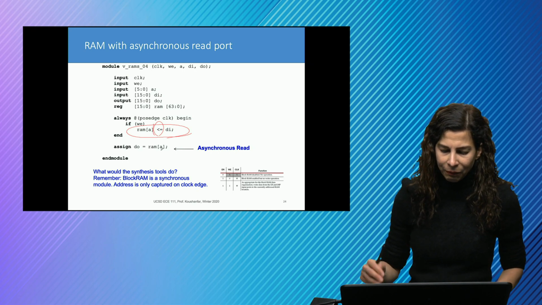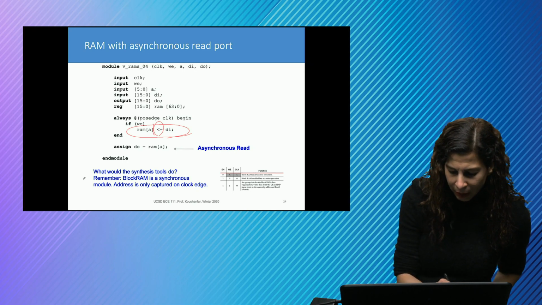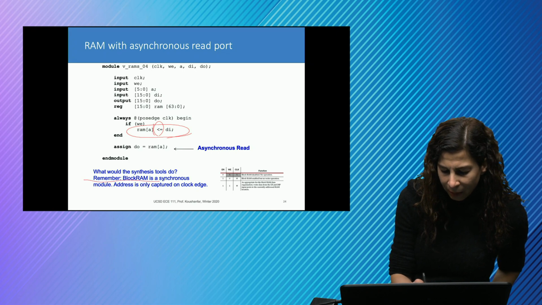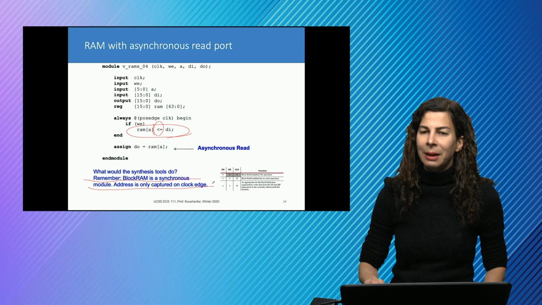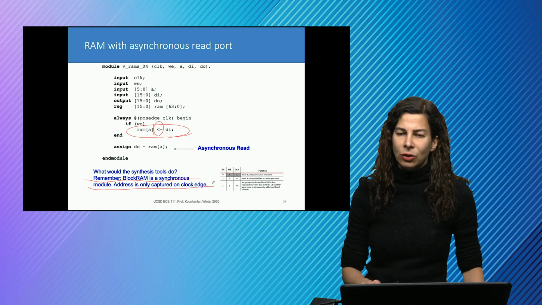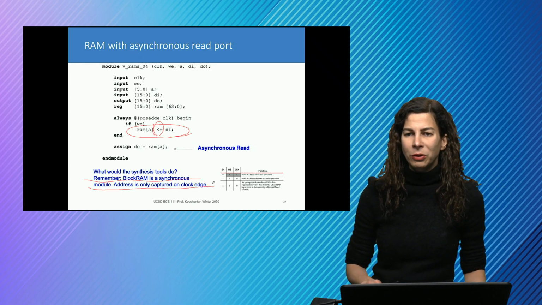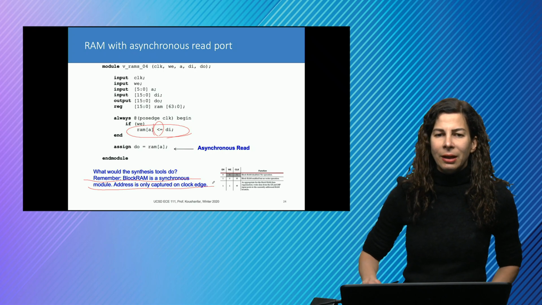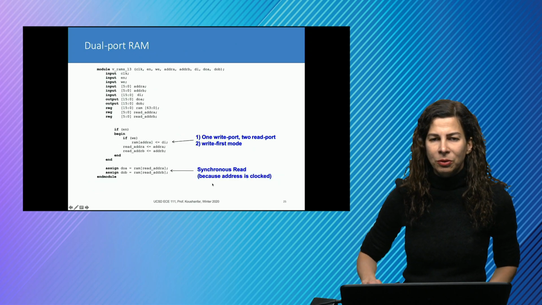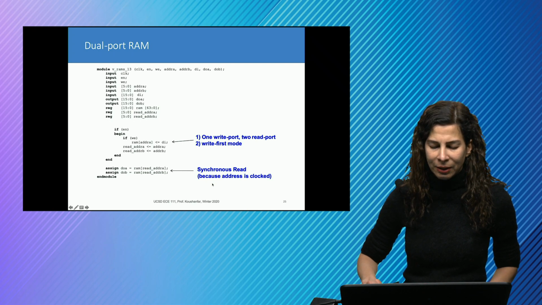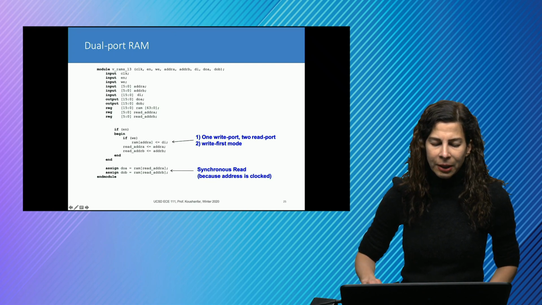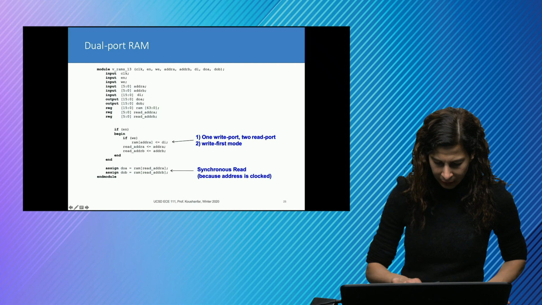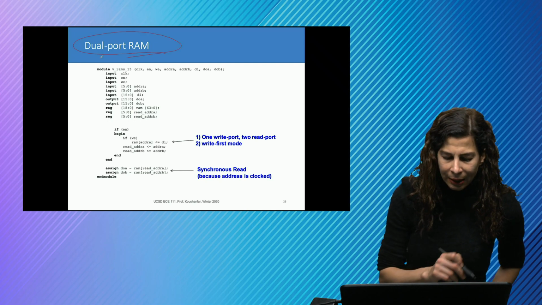And one thing to remember is the block RAM is a synchronous module. Address is only captured on the clock edge. So if you want to use the BRAM module, you need to infer this synchronicity or use this synchronicity in the code. Here is another example of a dual port RAM.